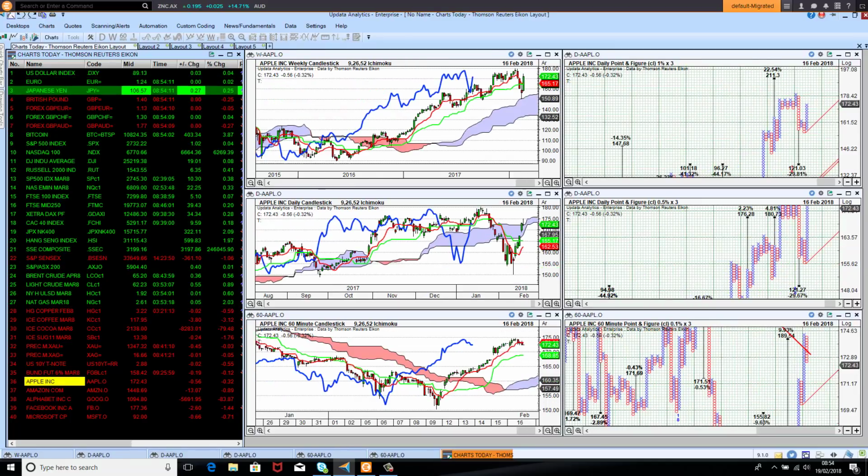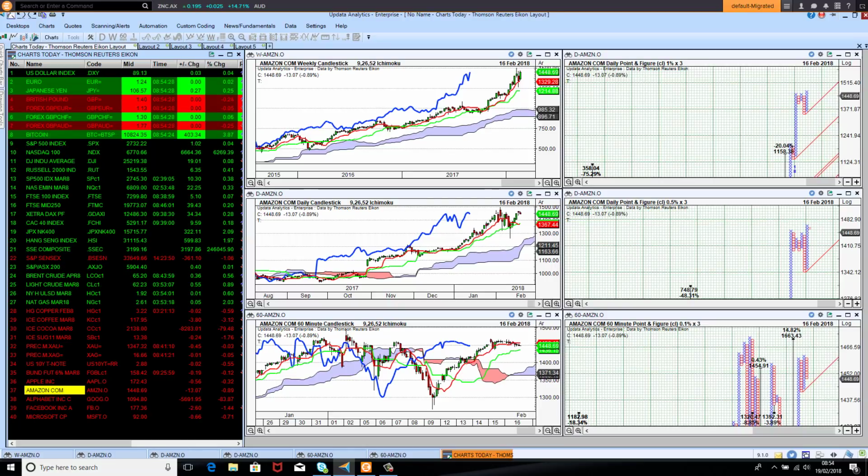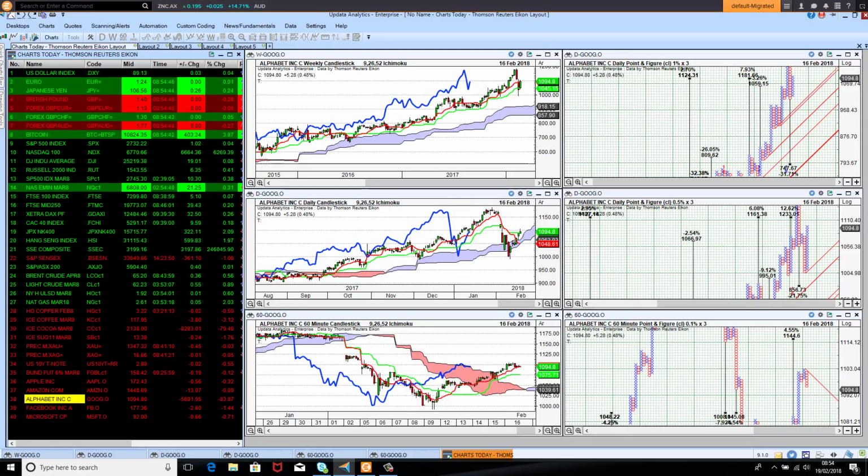Apple sitting at 172, looking quite strong again, pulling back through the cloud there on the short term. Amazon also, just looking at the tech majors here, Amazon has actually been one of the best looking charts through all of this and still looking bullish and on the verge of making new highs again, so of course that would be confirming action. Alphabet, or Google as some people still call it, moving up the chain as well, just getting back above the cloud and also just short-term turning bullish.